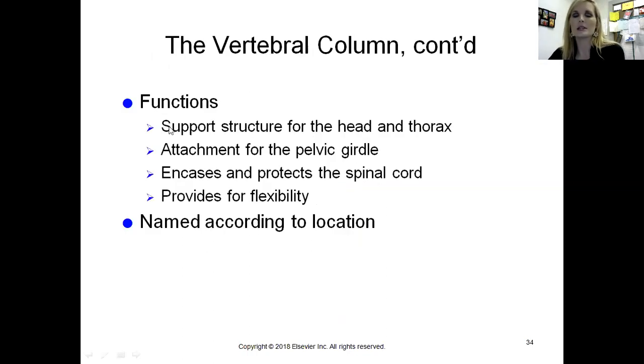So our vertebral column is responsible for the structure and support of our head and our thorax. It is the attachment point for the pelvic girdle, so that's where our lower limb, our leg, is going to meet with our hip. It encases and protects the spinal cord, which travels through the center of the vertebral column. And it provides for flexibility, the movement in my back. All of those different sections are named according to their location.